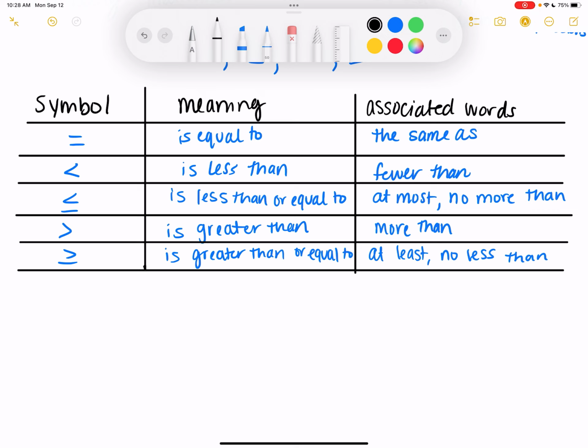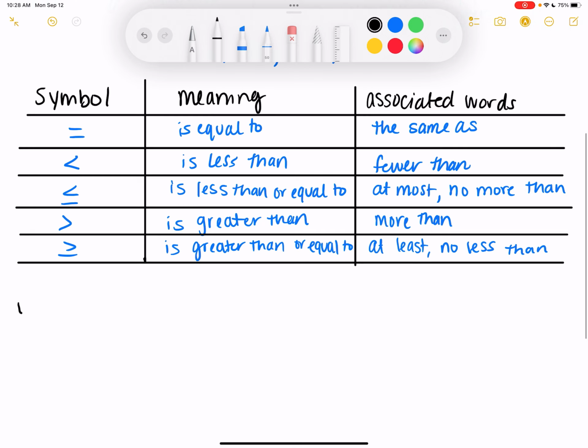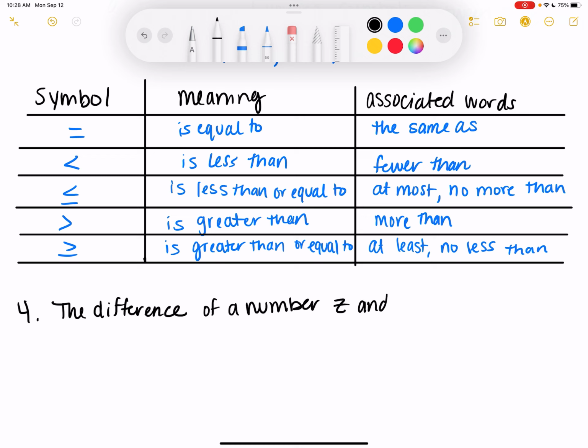All right, so some examples of these, and again, you don't have to copy down the problem when you do your homework if you don't want to, since it's going to be kind of long. But number 4, they say to write an equation or an inequality. So this one is the difference of a number z and 11 is equal to 35.